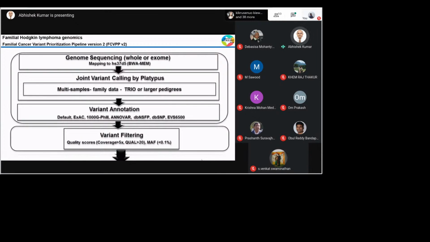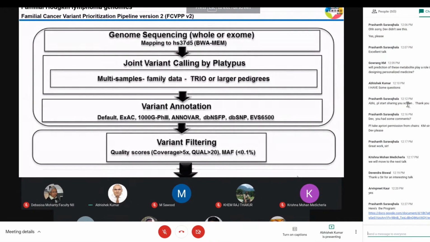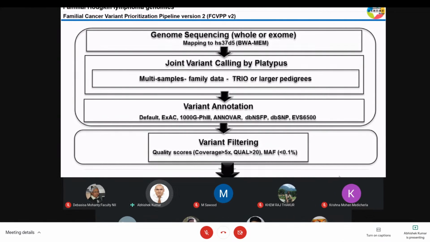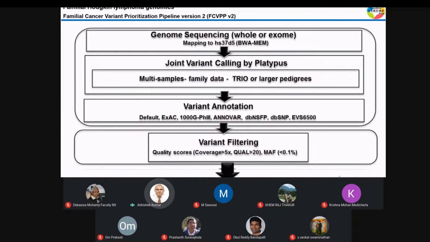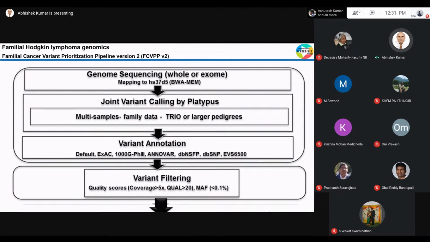You take your genome sequencing, either whole genome sequencing or whole exome sequencing, from a family, and do mapping and call variants. I'm going rapidly so you can read the paper. And once you have variants, you can annotate the variants. Variant annotation means matching to already known public resources. You match your variant to those public resources and see whether your variant is known or unknown in public resources. So it's like doing a BLAST, if you're aware of BLAST, of one nucleotide at a time, and matching positions.